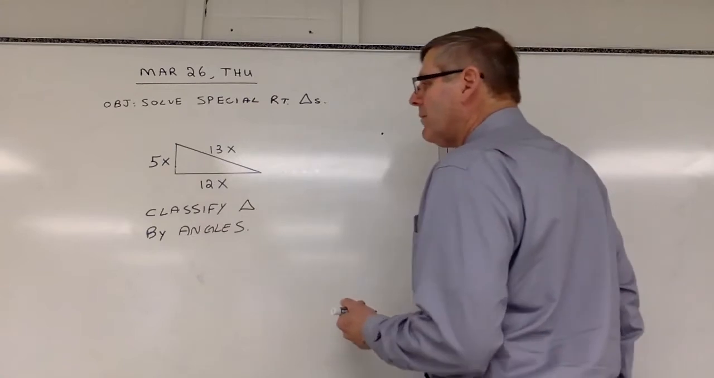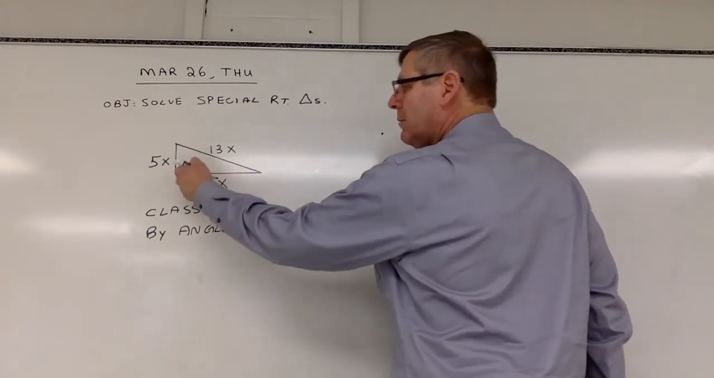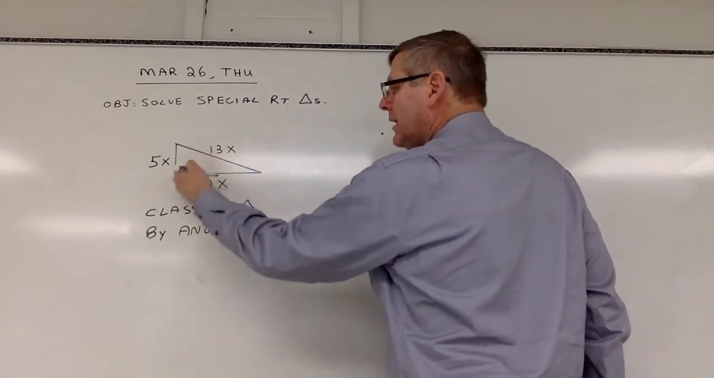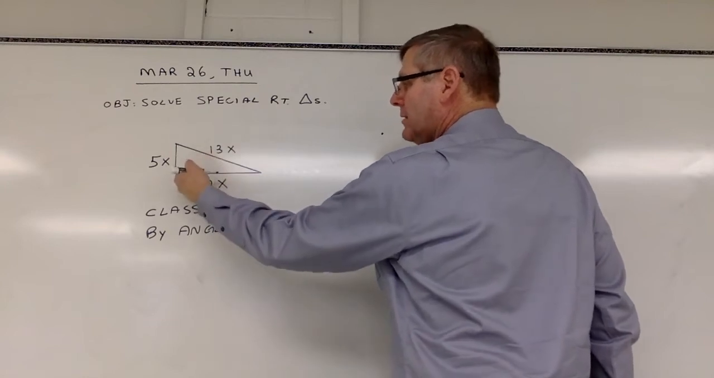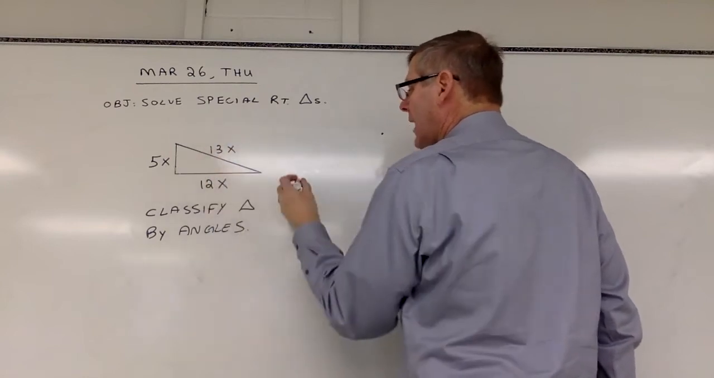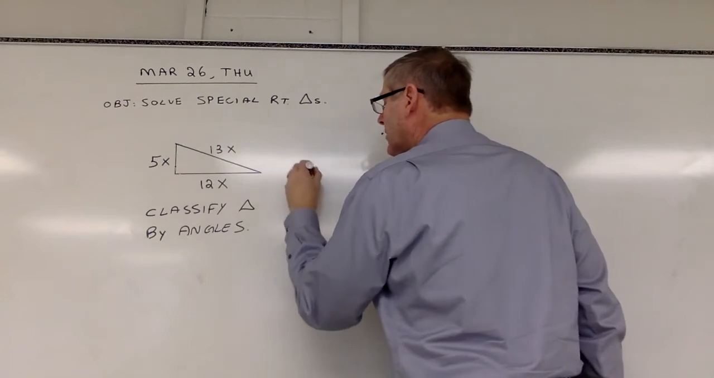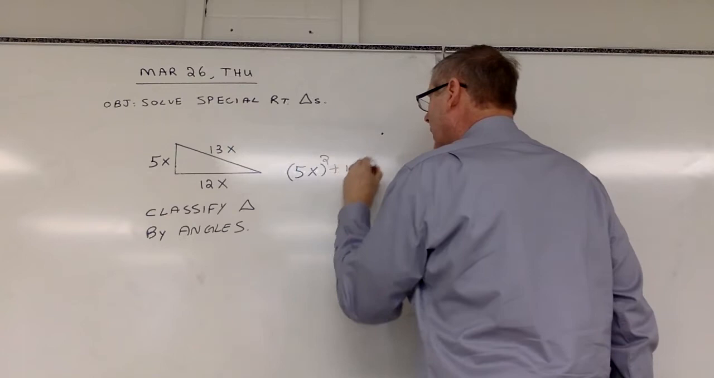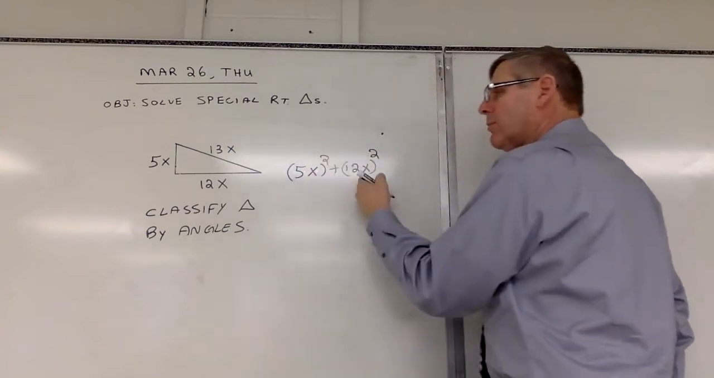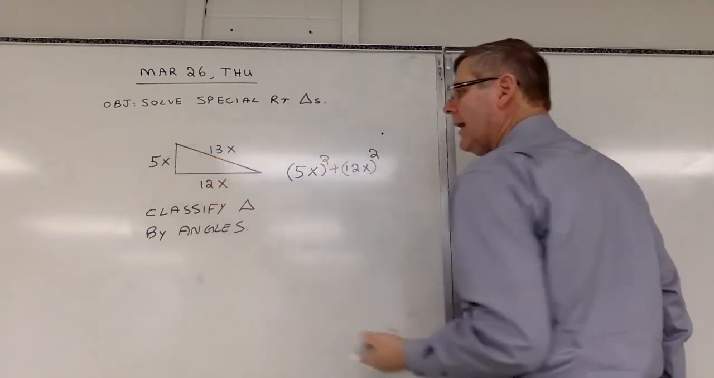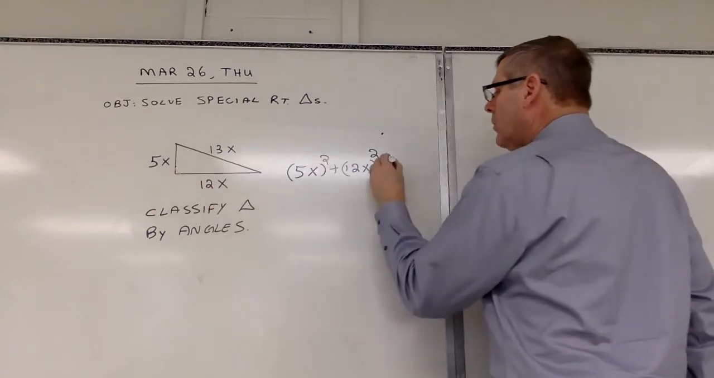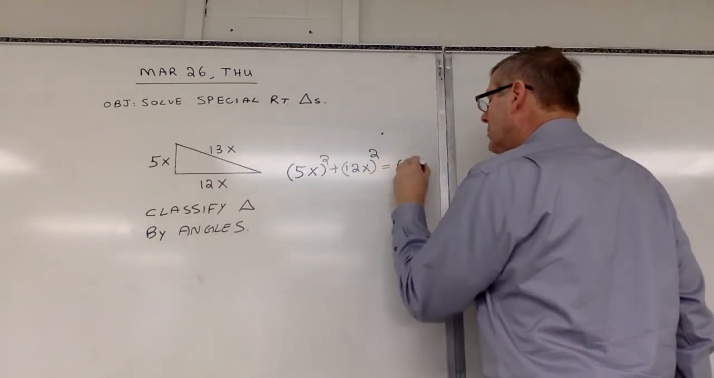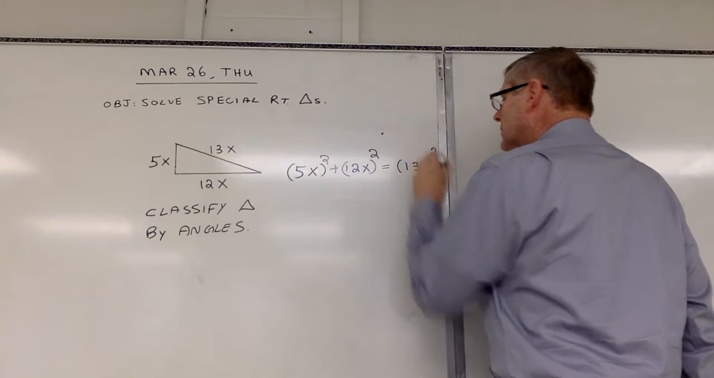The Pythagorean theorem is going to work. This is going to be the 90-degree angle because it's the biggest. It's the biggest angle because it's across from the longest side. So (5x) squared plus (12x) squared, a squared plus b squared, the two legs squared added together, would have to equal my hypotenuse, (13x) squared.